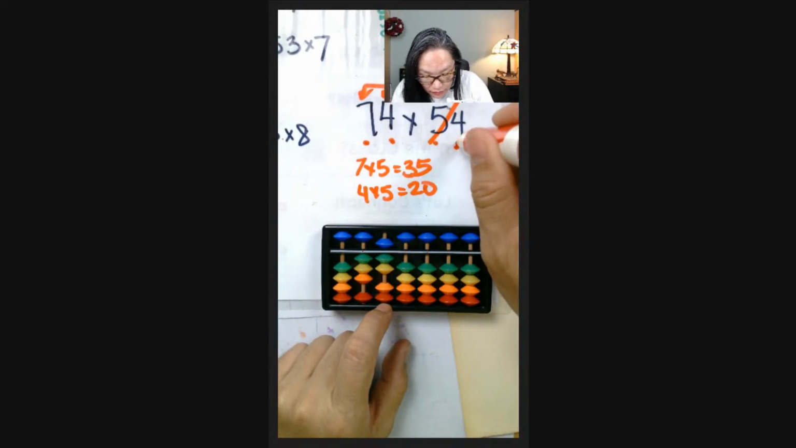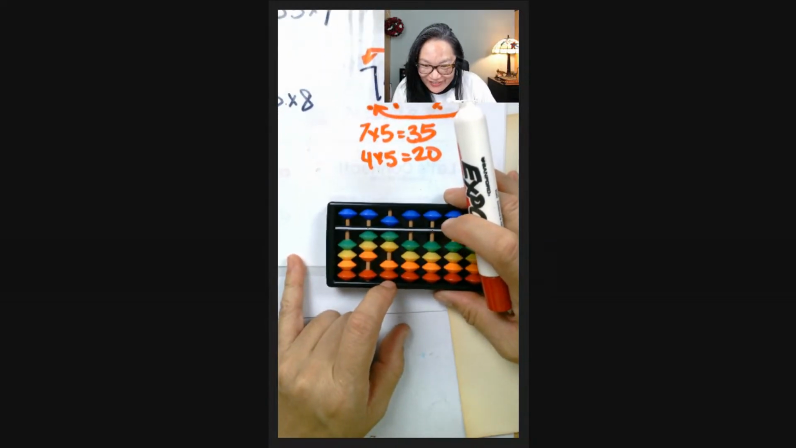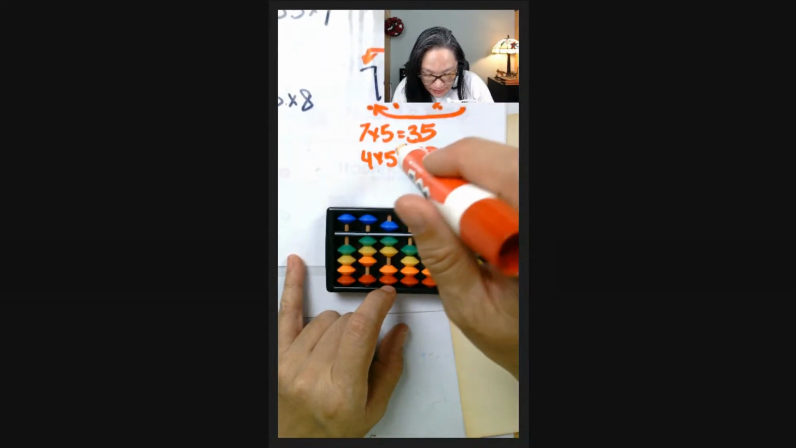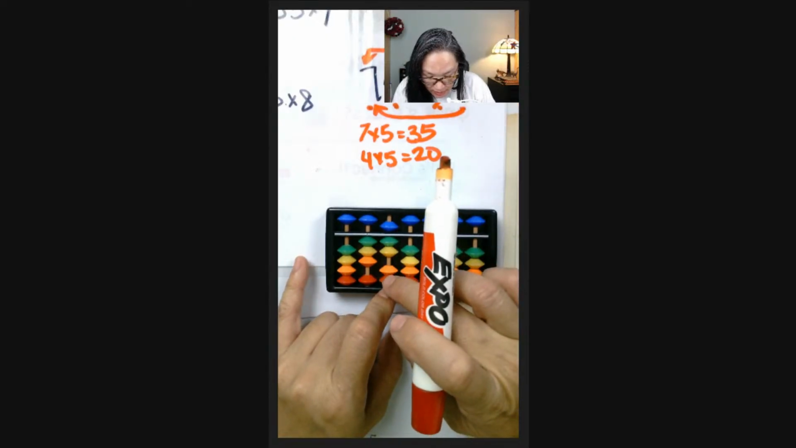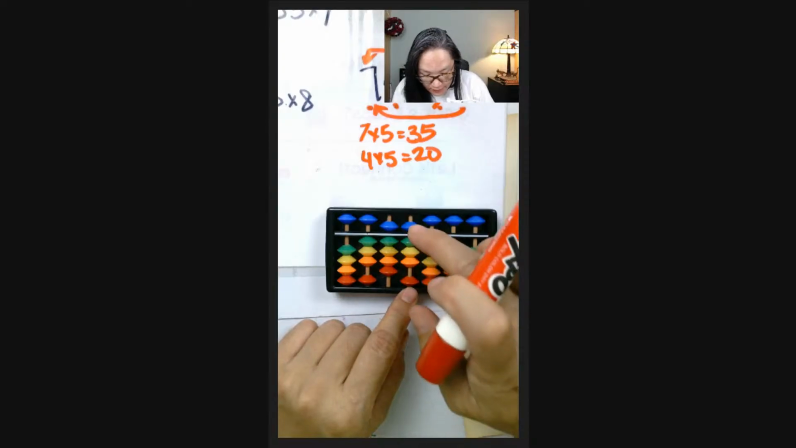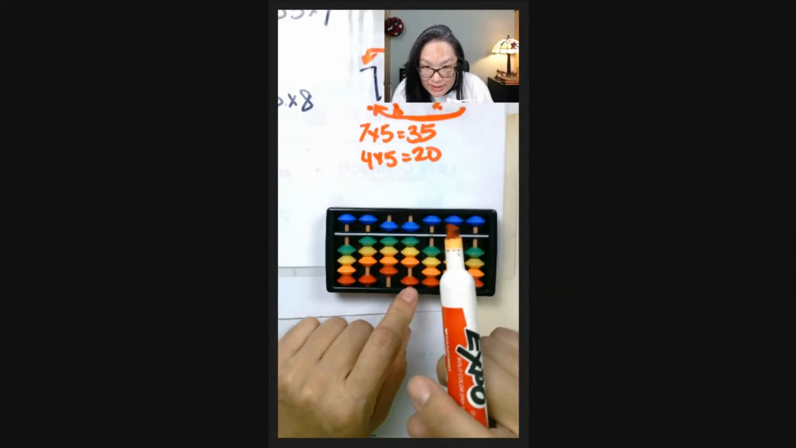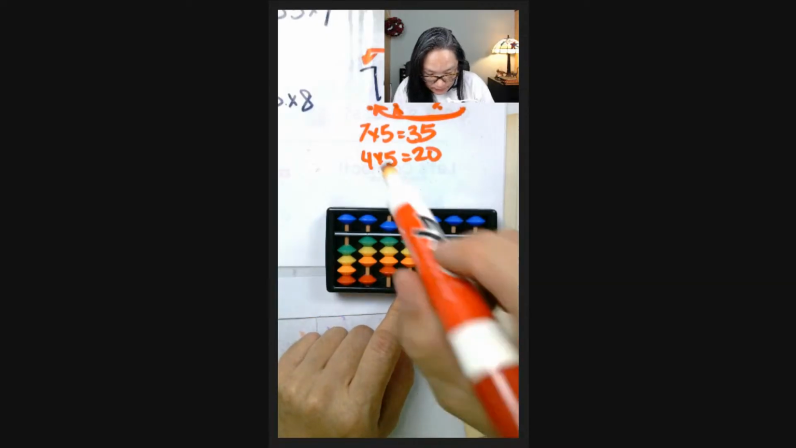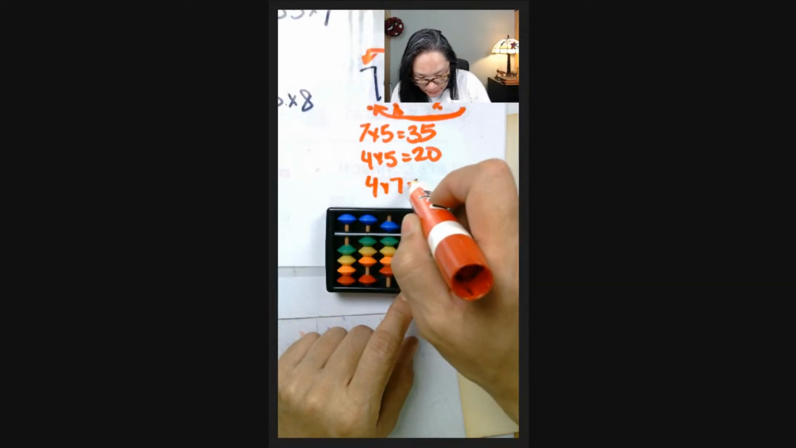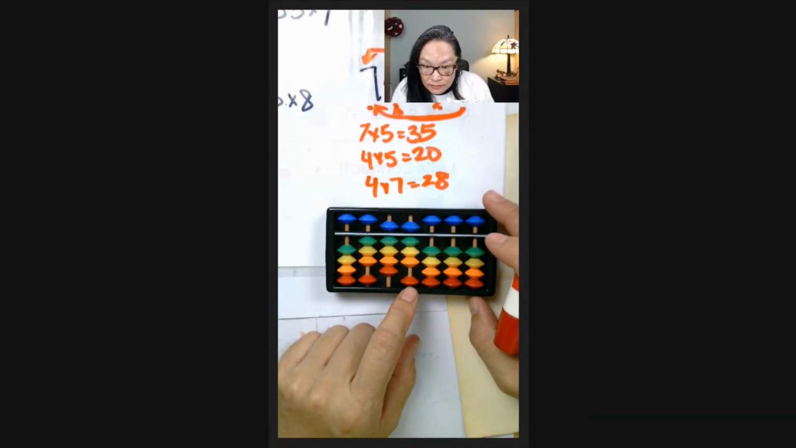So then we're going to do 4 times 7. Thank you, Vic. 4 times 7 is 28. Is there enough? Yes. Add the 2, add the 8. 5, 6, 7, 8. And then what do we do next? What's next? What's our last question?